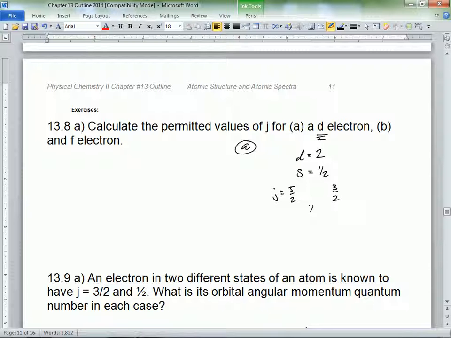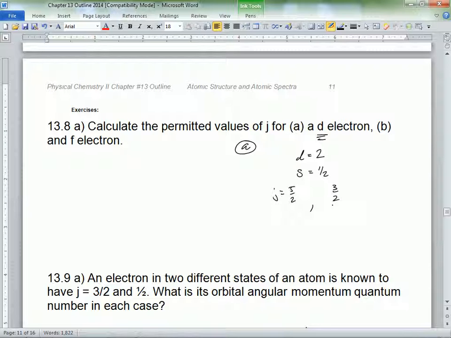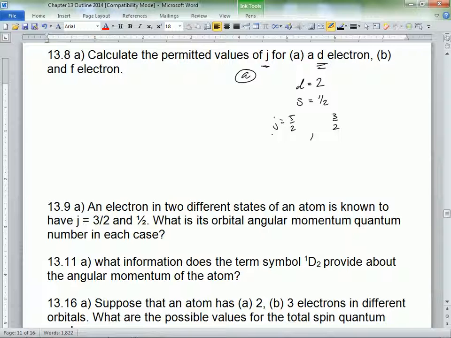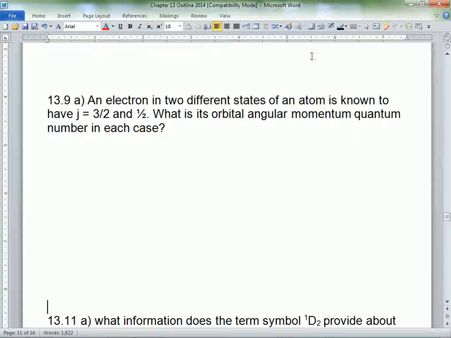Let's jump down to number 9. Well, you can figure that out. That's all you do: the same thing for B, but now you have an f electron. Do I use a half for s for B also? Do you have any choice? What is the only possible value for spin, little s? It has to be a half or negative a half, but we always just pick spin up.